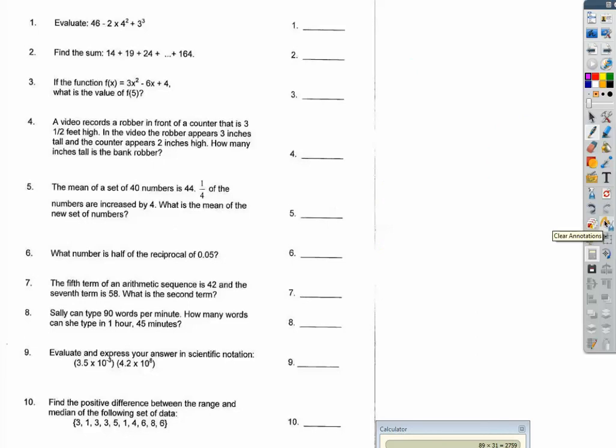What is half of the reciprocal of 0.05? So 0.05. So the first thing I need to do is figure out what this is as a fraction. So how would I do that? Okay, so the 5's in the hundredths place, so it'd be 5 over 100. Yeah, so 5 over 100. So I can reduce that. 1 over 20. What's the reciprocal of 1 over 20? 20. And then it says, what is half the reciprocal? What is half of 20? 10. There you go.